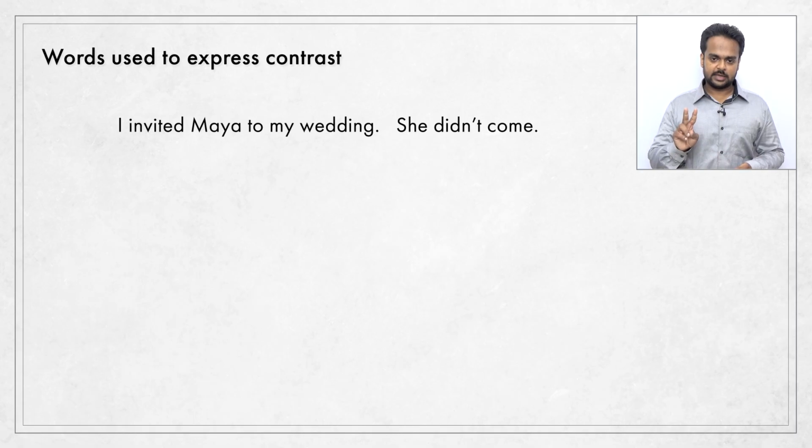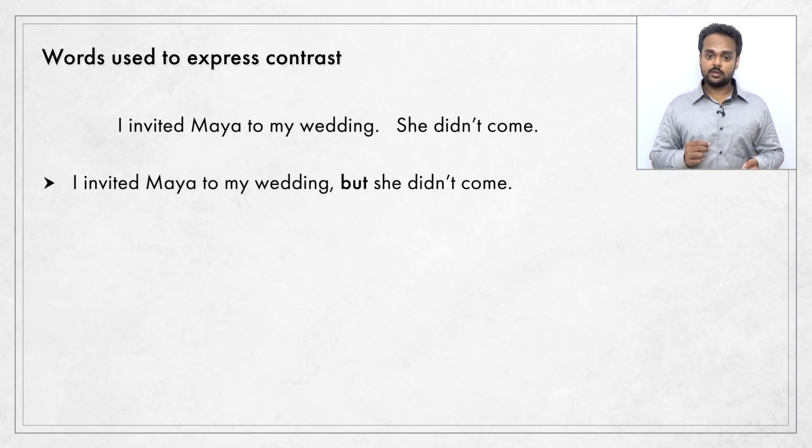Here we have two sentences. The first sentence gives us an expectation. I have a friend or a colleague named Maya. When I say, I invited Maya to my wedding, what do you expect? You expect that she must have come to the wedding. But then I say she didn't come. So this result is surprising or unexpected. The idea in the second sentence is opposite to the idea in the first sentence. We call that contrast, and to express this contrast clearly, we can do this.